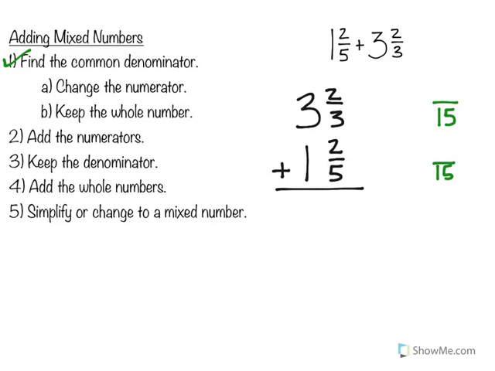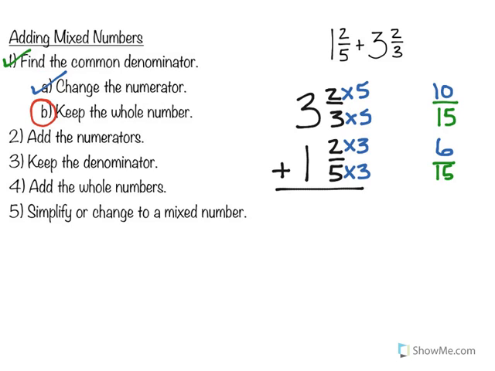Now that I've found my common denominator, I want to change my numerators. You cannot keep the same numerator when you change the denominator. You actually have to change it by the same factor. So I know that 3 times 5 gives me 15, so I'm going to do 2 times 5 to get 10. Down here, I know that 5 times 3 is 15, so I'm going to do 2 times 3 to get 6. Lastly, we get to keep the whole number.